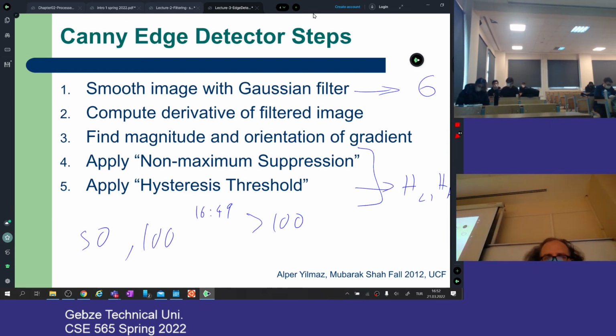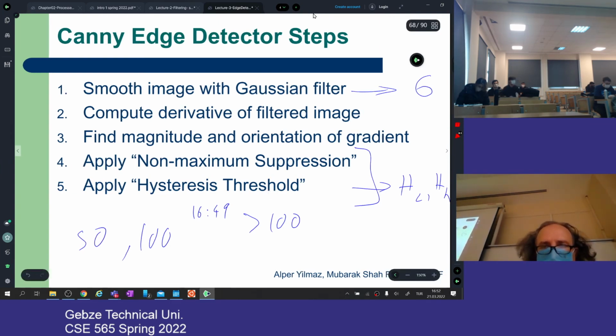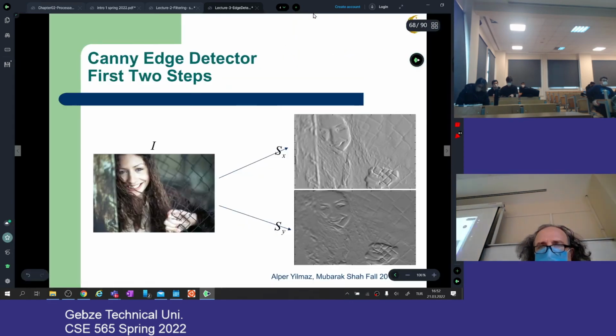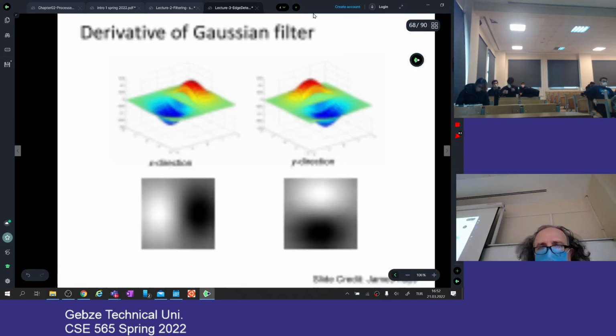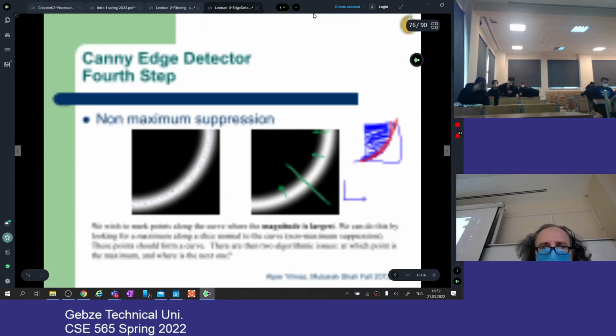Okay, so these are the steps of Canny edge detection. Non-maximum suppression, making a search along the gradient direction, and after that doing hysteresis thresholding is something that Canny added to the literature of edge detection.